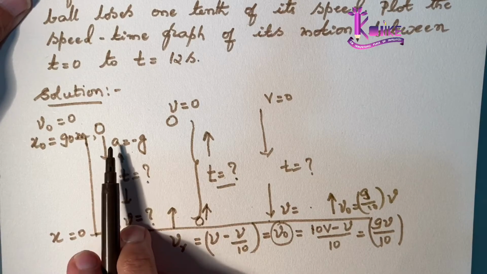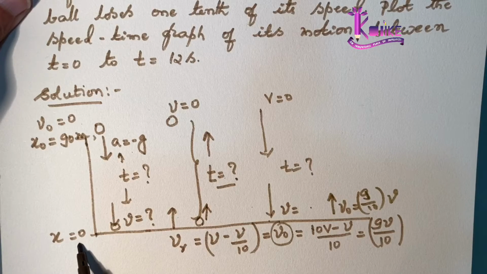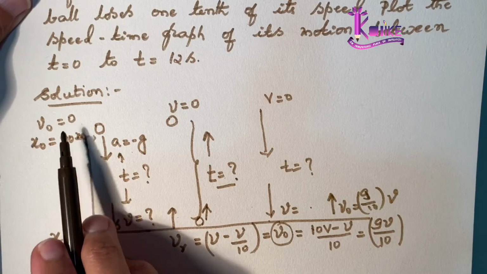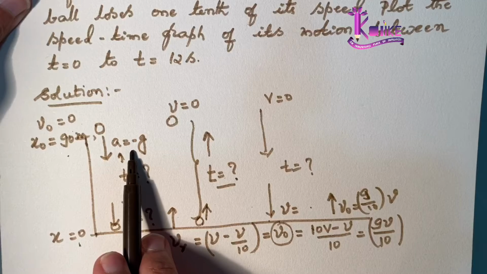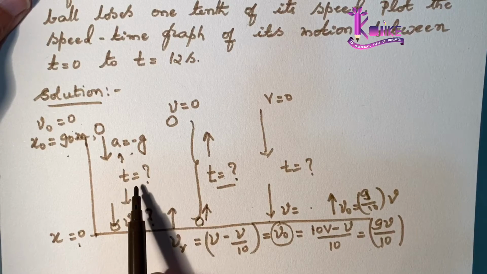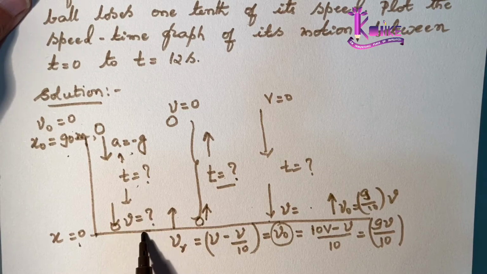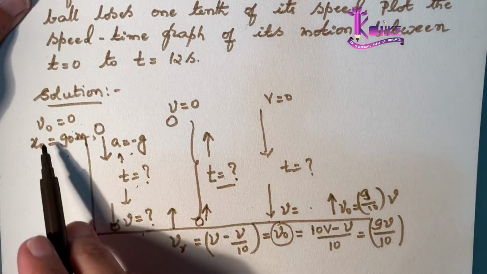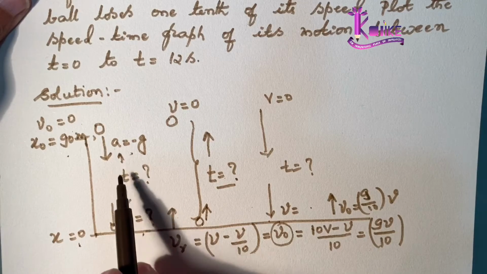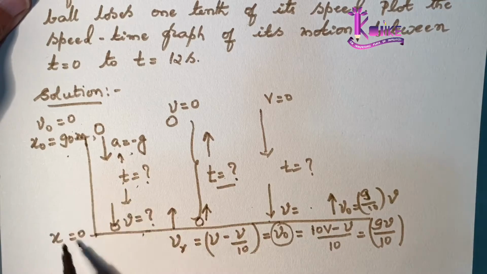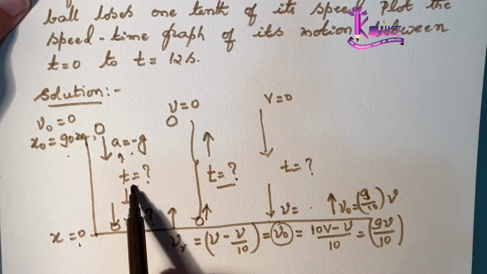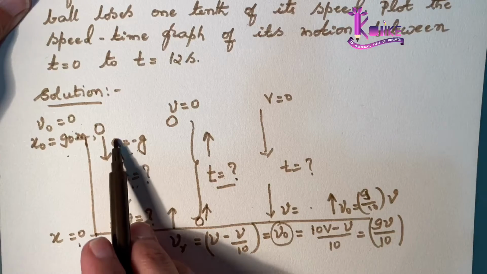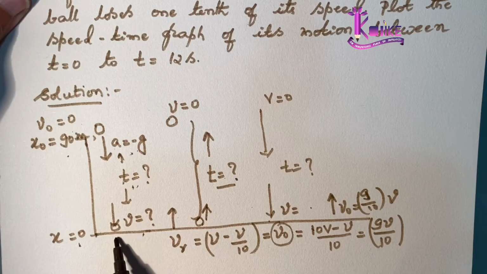Now first, I'll just take this information. I know x is equal to 0, x0 is equal to 90 meters, v0 is 0. a is a standard value which is minus g, which is minus 9.8. Time is unknown, v is unknown. Now I have an equation of motion that connects x, x0, v0, a and t, where all the quantities are known and t is unknown. So I make use of that in order to find out the time that it takes to hit the ground.